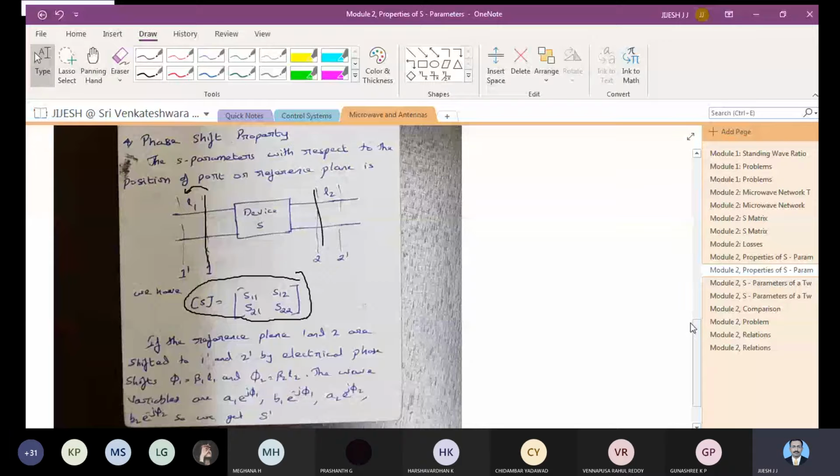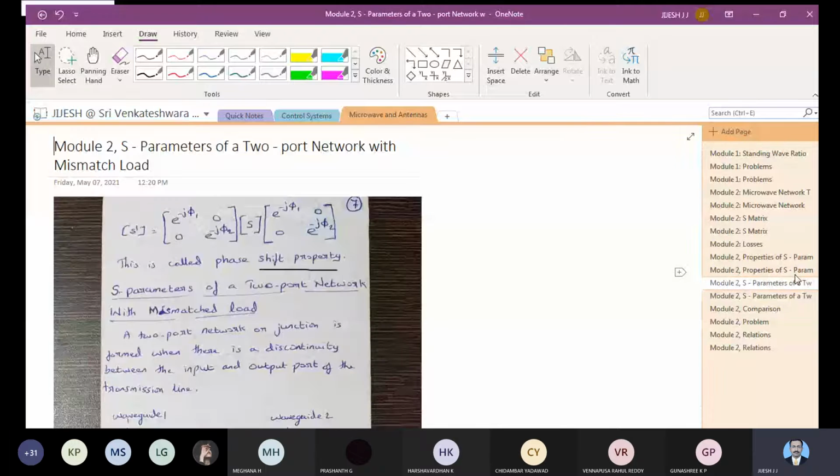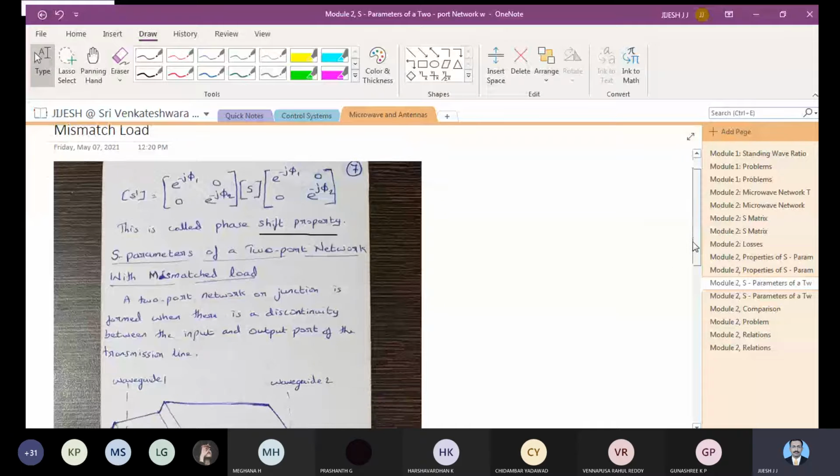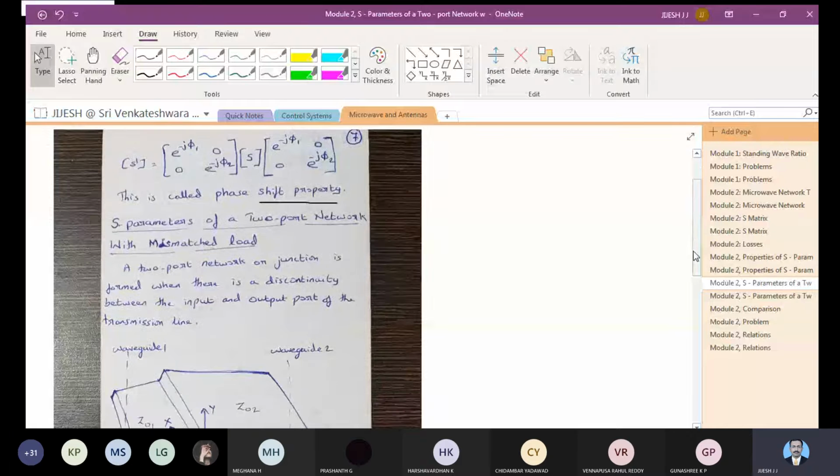Finish. Fine. So you can see the change in phase matrix S dash also, you can write it. That matrix S dash is called the phase shift property, where you have a change in phase when you change the reference planes. You complete it, and then we will move on to the next topic, that is S parameters of a two-port network with mismatched load. I'll explain it, then you can write it. If it is over, we will move on with the S parameters of the two-port network.